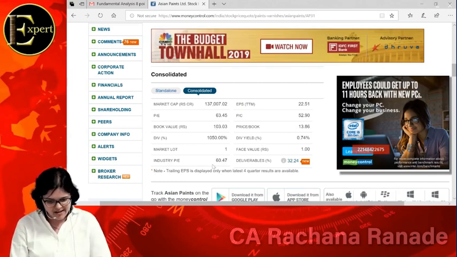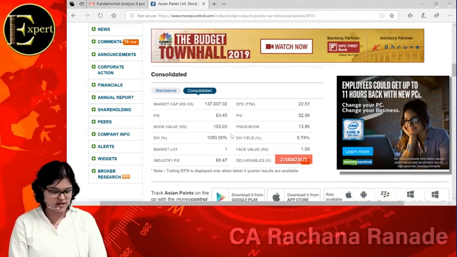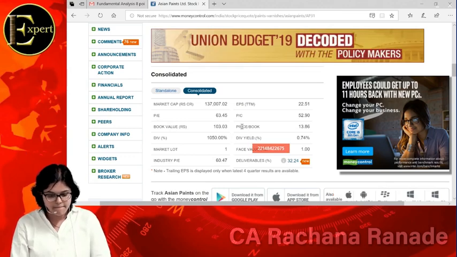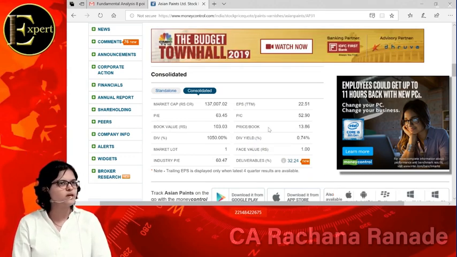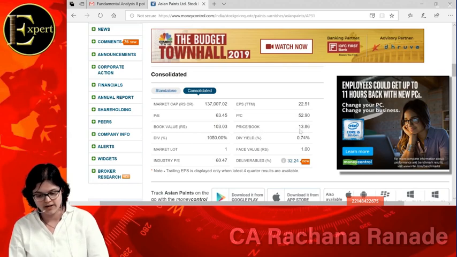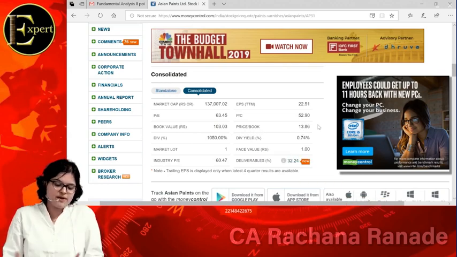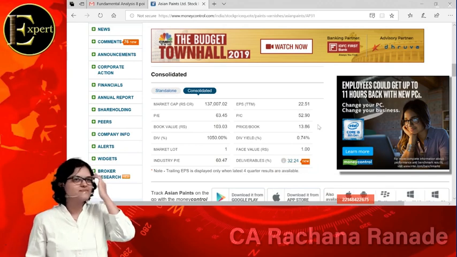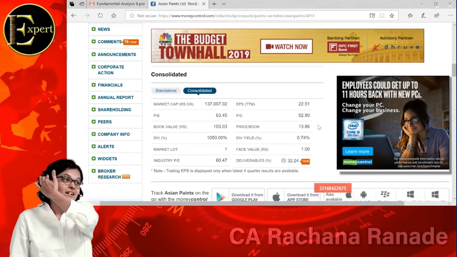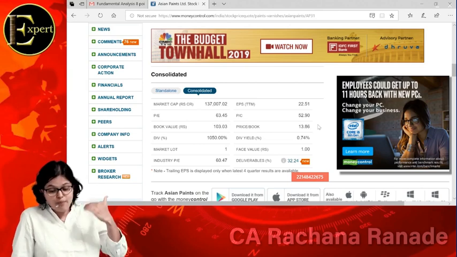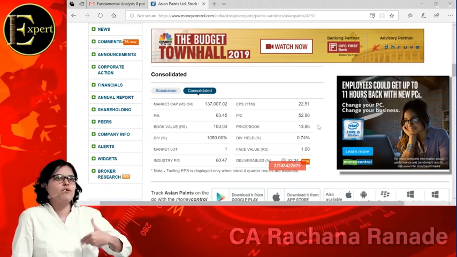And like we had PE yesterday, price to earning, we always have even a P to BV. P to BV, price to book value. And that is coming to 13.86. Who can tell me what we mean by 13.86? Correct. The share is trading at 13.86 times of its book value.